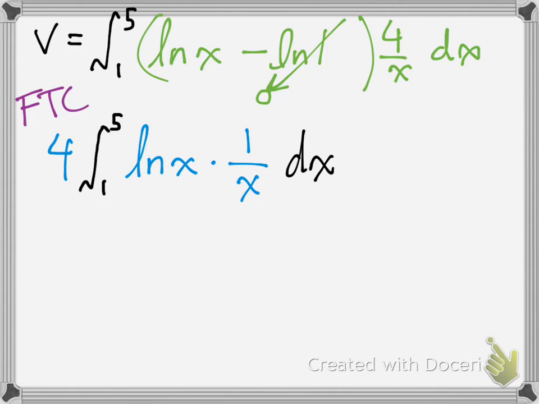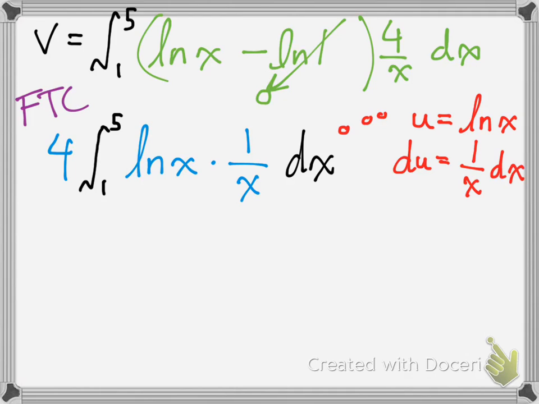Alright, so now we're going to have to do some u substitution. So I'm going to make u equal ln of x, and du, the derivative of ln of x, is 1 over x dx. Yay. Okay, so let's try it out.